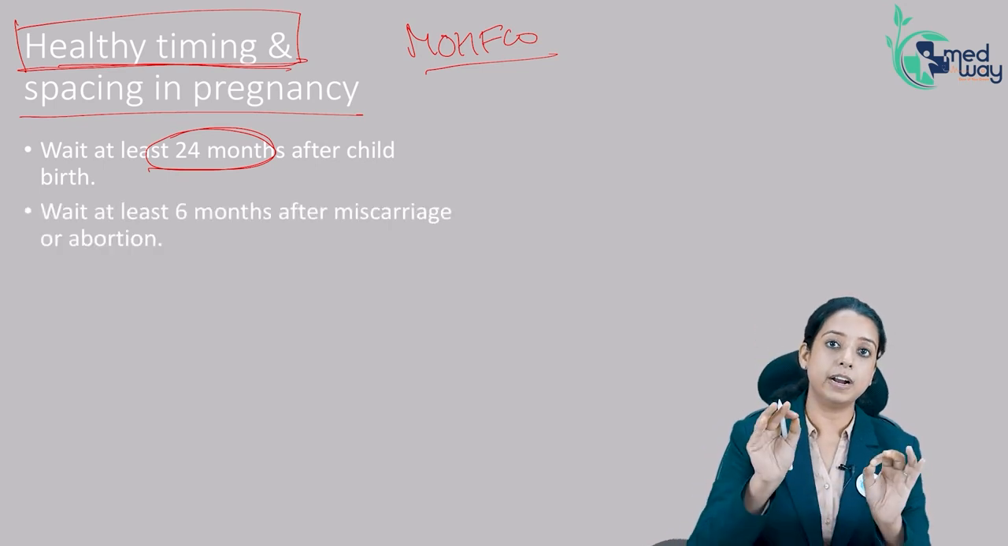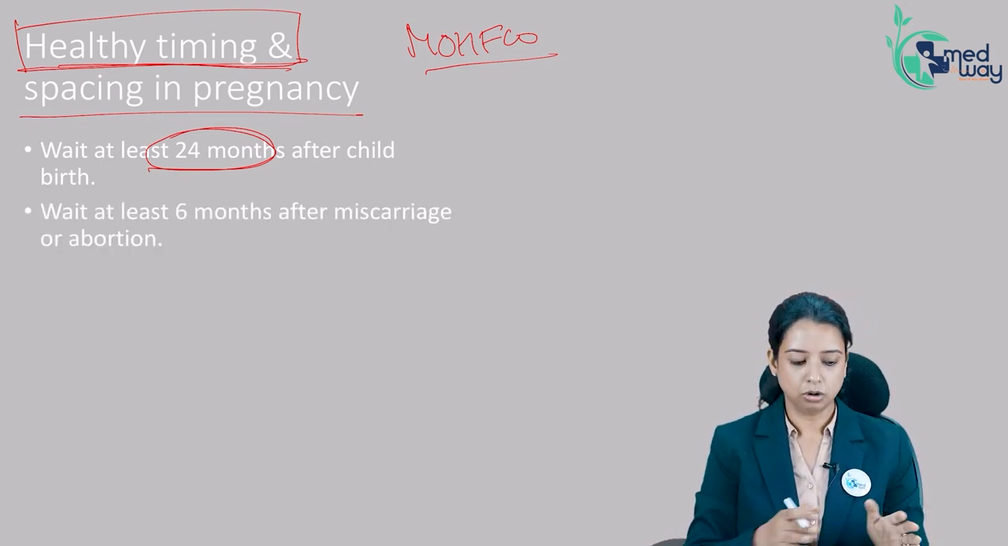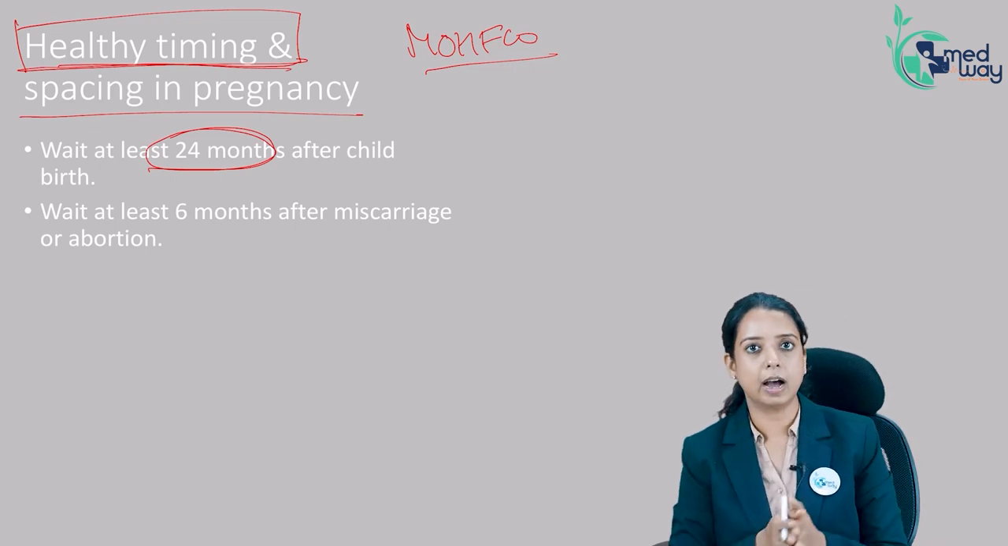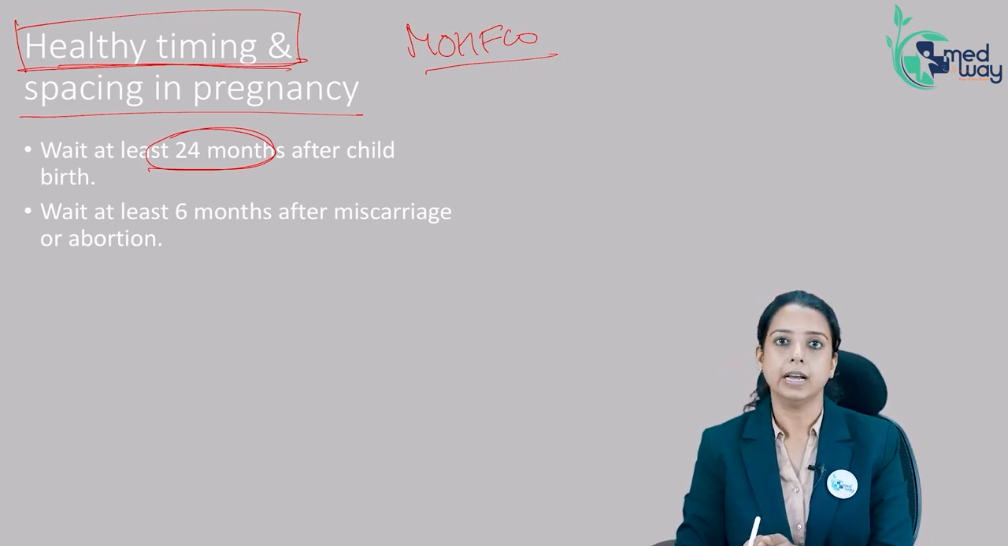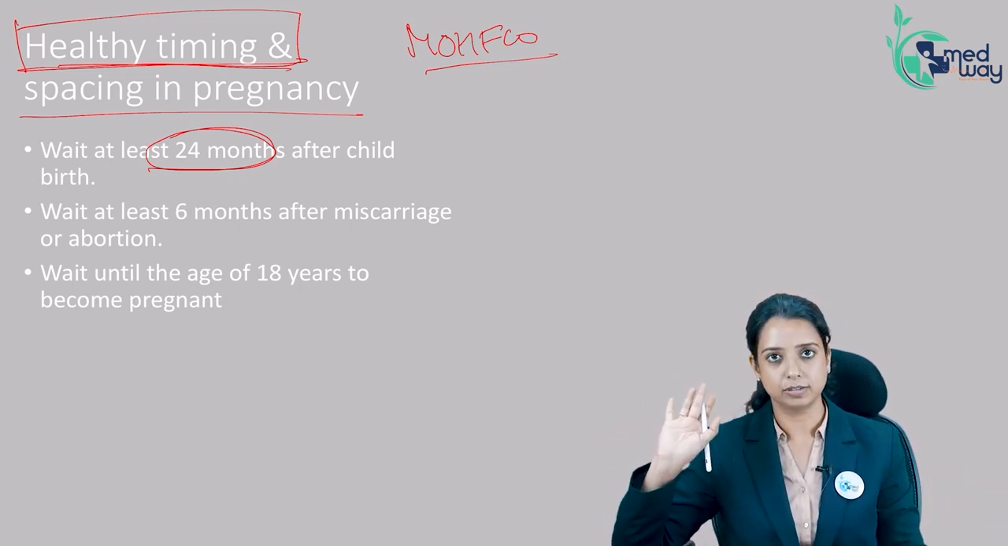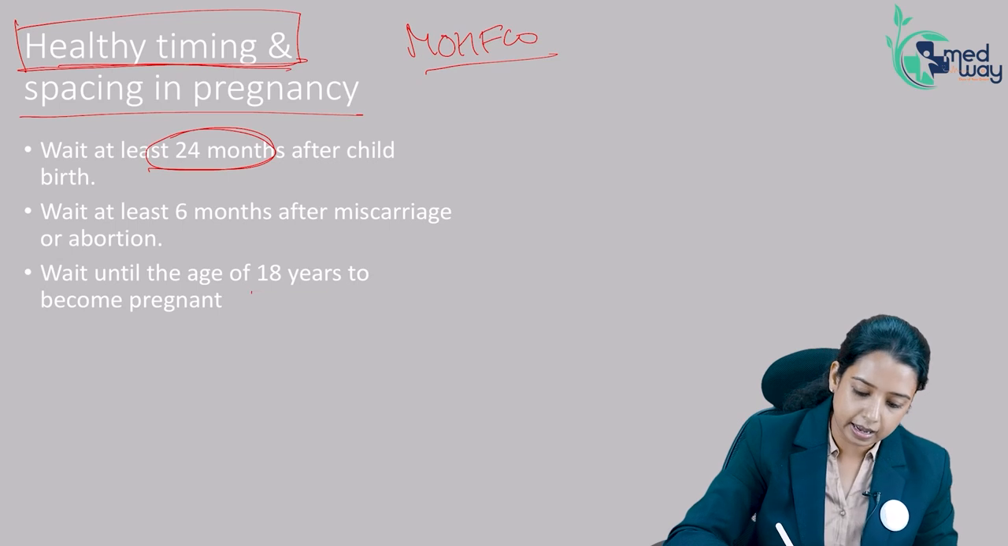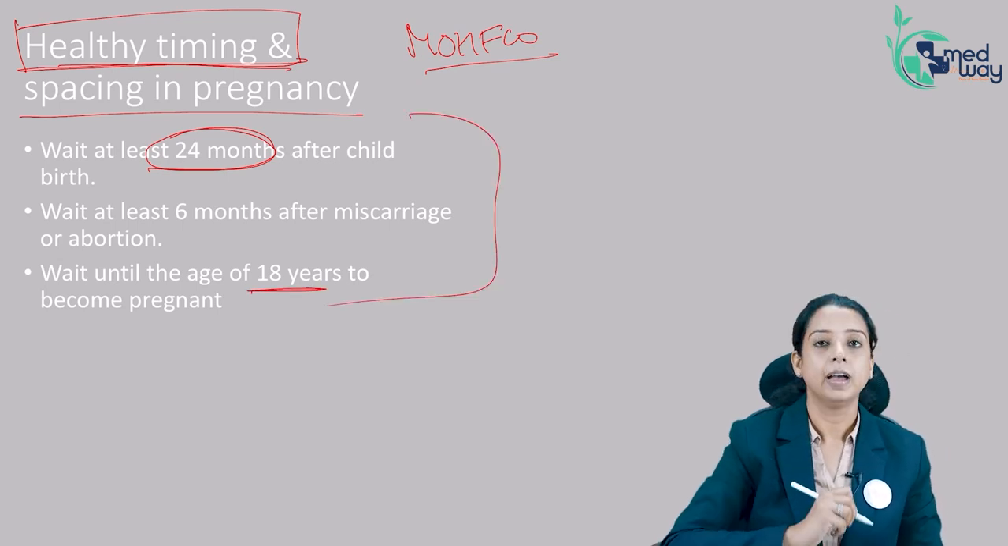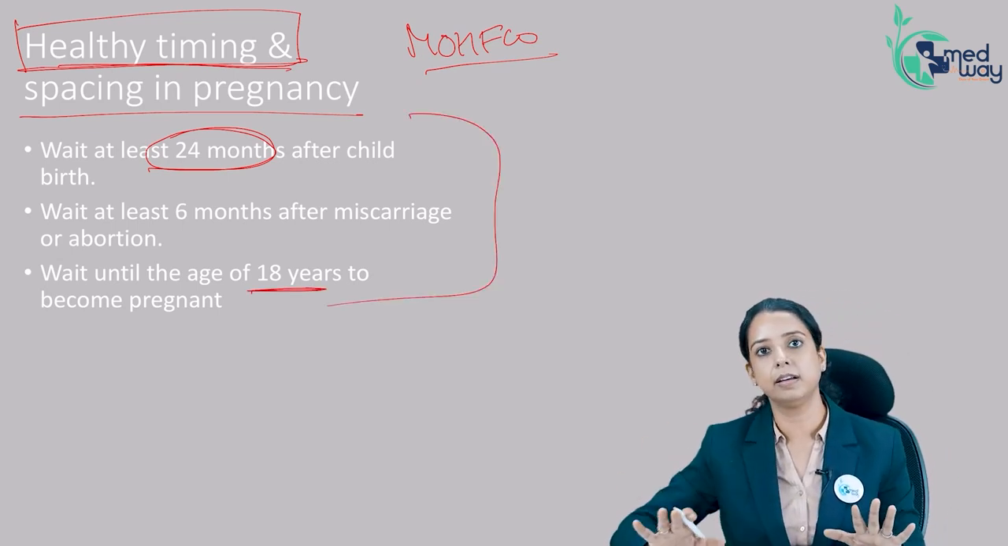After having an abortion, wait for 6 months. So, after having a delivery, wait for 2 years. After having an abortion, wait for 6 months. And overall, wait to become pregnant until you are 18 years of age. So, do not become pregnant until 18 years. So, these 3 are the healthy timing and spacing of pregnancy.